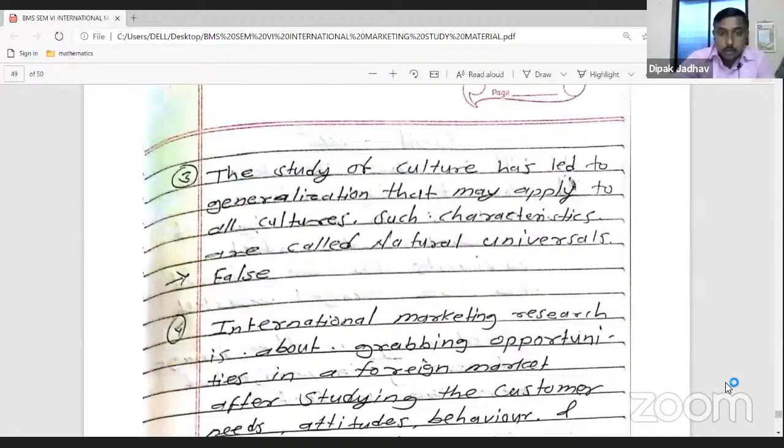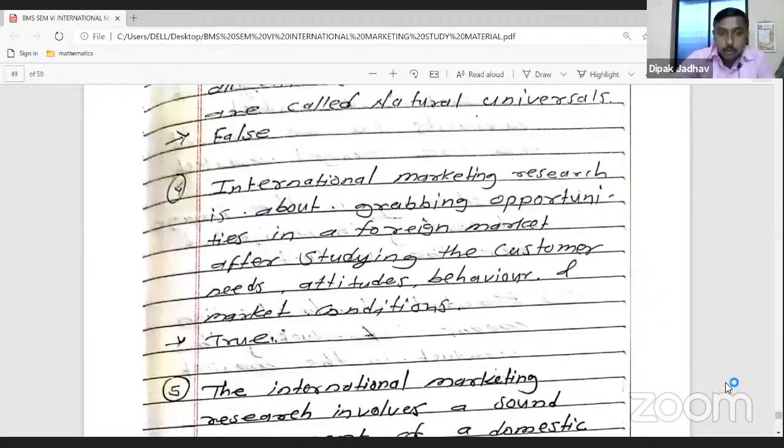Number, fill in the blanks: product, particular type and product variation. Then positioning images by the parts I'm going to cover from international marketing.